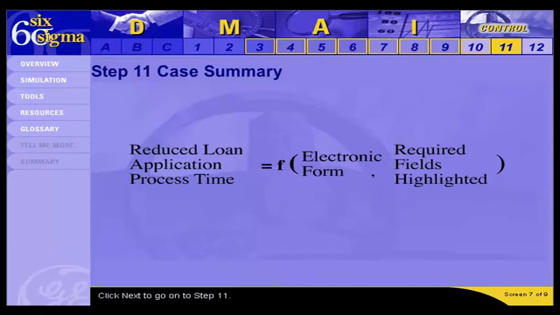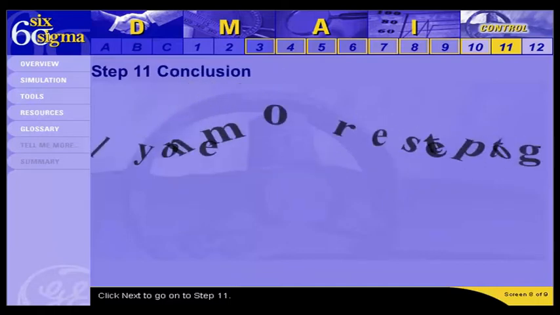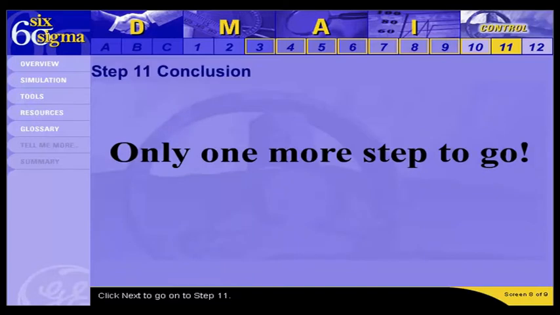Click Next to continue. Well, time flies when you are having fun. I told you I enjoyed my work, didn't I?